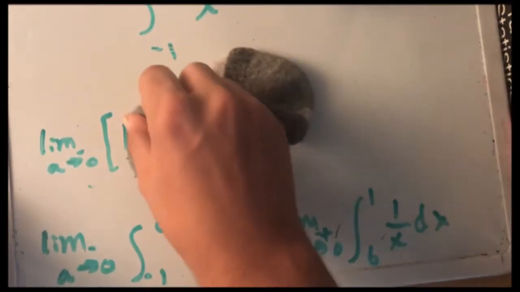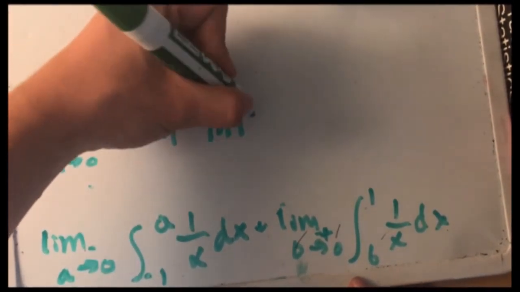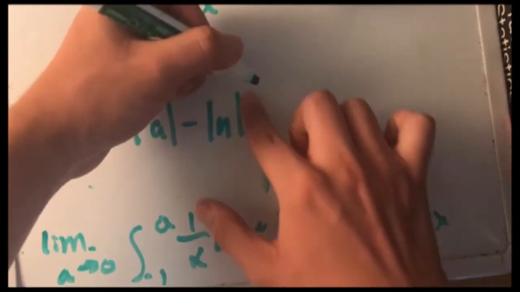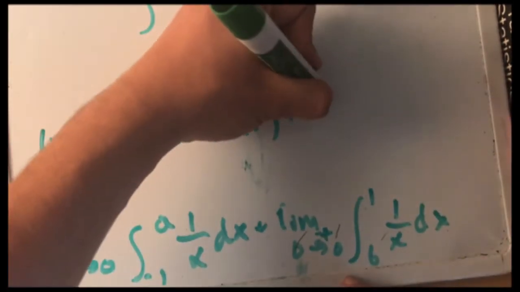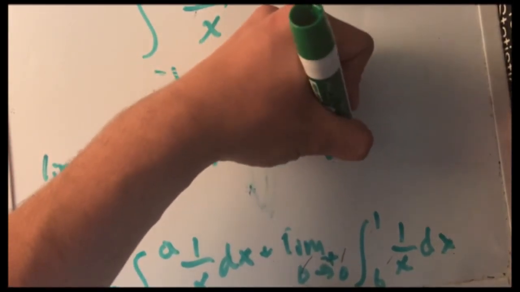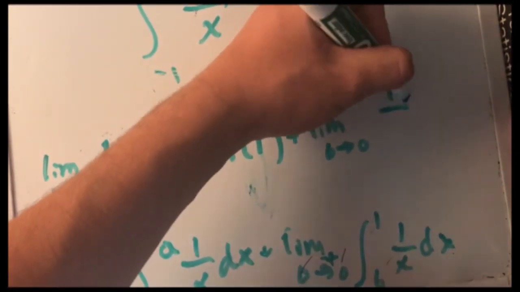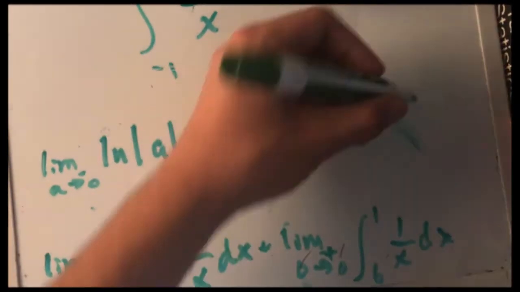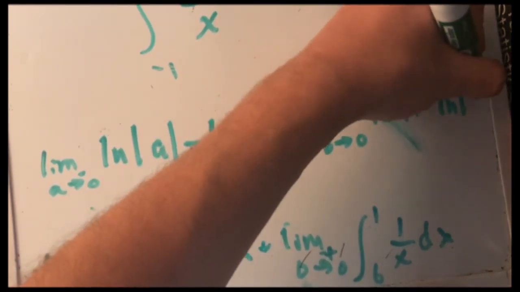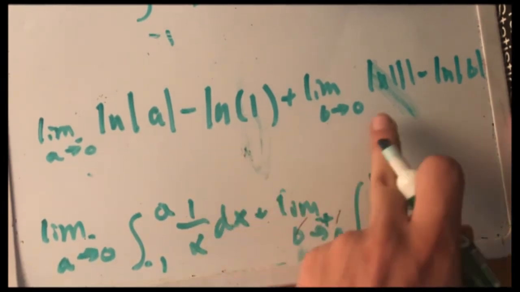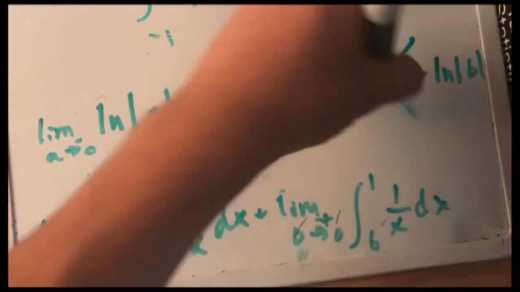So we have the limit as a approaches 0 of natural log of the absolute value of a minus natural log of the absolute value of -1, which is just 1, because the absolute value of a negative value is just the positive value, plus the same thing for b. So the limit as b approaches 0 of this stuff. In this case, we have natural log of 1, because we have 1 here, minus natural log of b. And now the -1 and the 1 cancel out, because you have negative natural log of 1 and positive natural log of 1. These two go away.